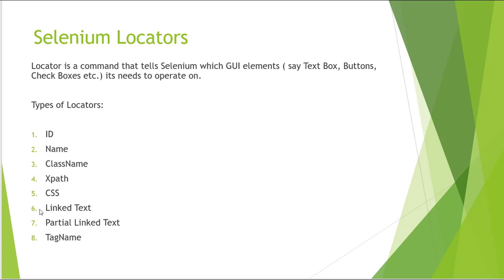And then there are link text and partial link text. These two locators are basically used to locate the anchor tags on the web page. We will also be seeing them. And then there is tag name. If you have read HTML, then there are multiple tags, and with those tag names we can also locate the web element. Let us see one by one how these are defined on the web page.